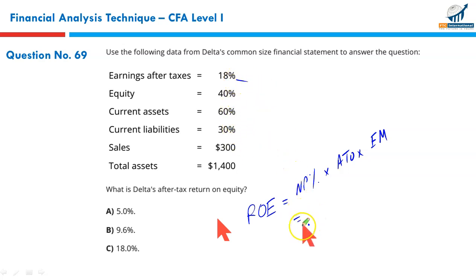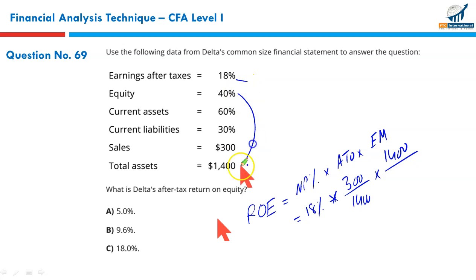Yes. Earning after taxes. Do we have assets turnover? No, you can take sales and total assets: 300 by 1400. It's multiplication. Equity multiplier: for this we need average total assets, that are 1400 upon equity. We do not have equity, but we can calculate. Equity is 40% of 1400.